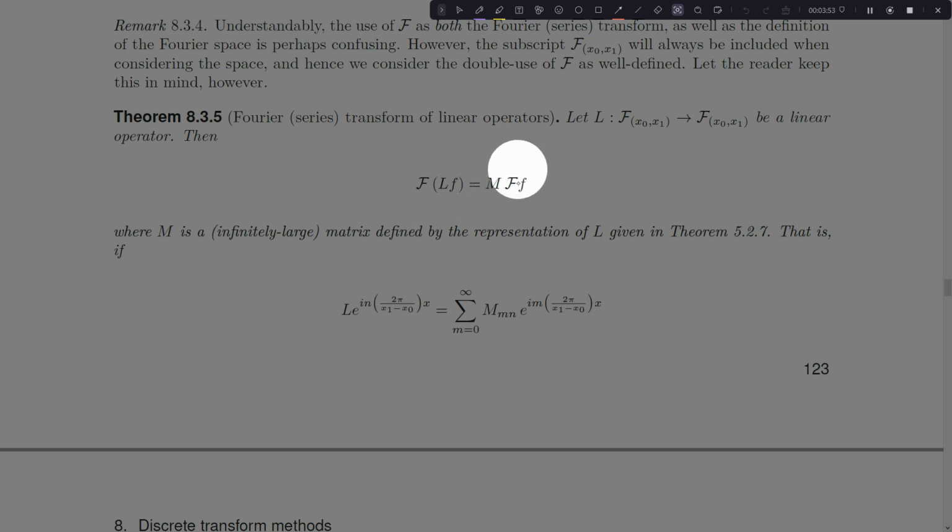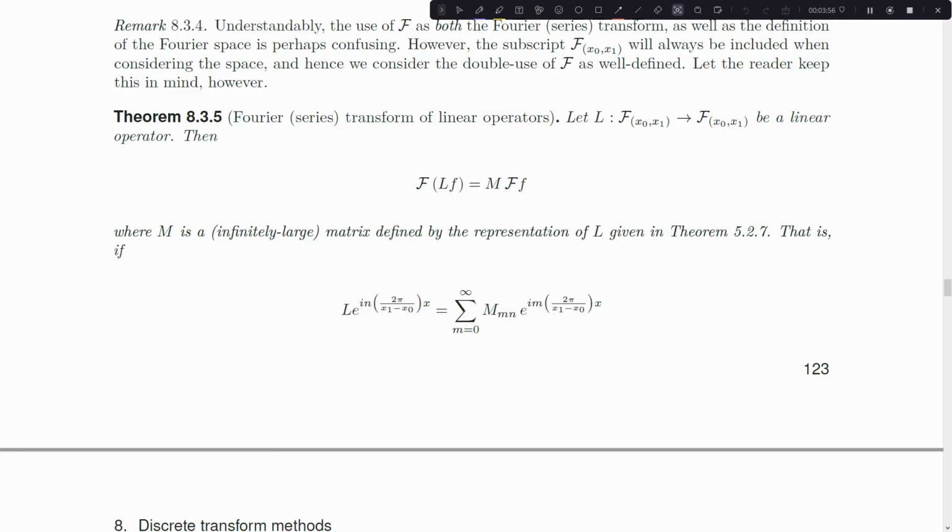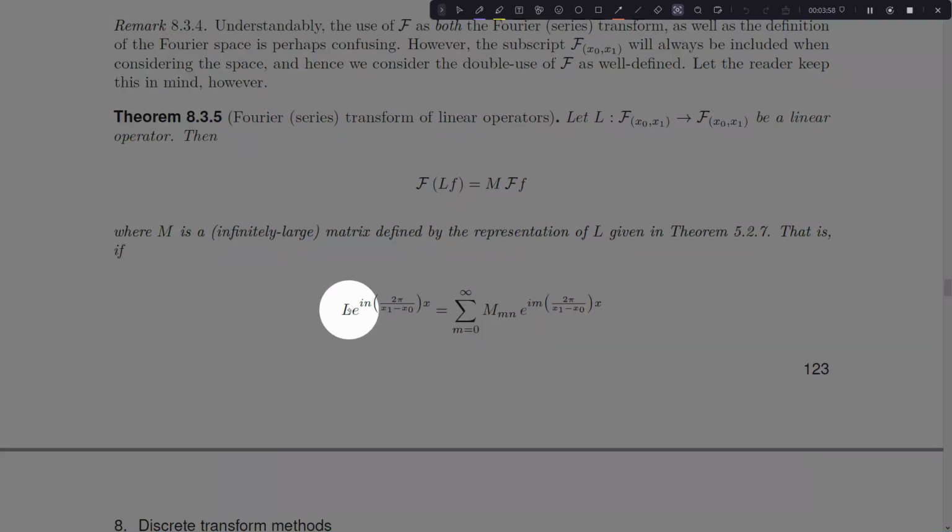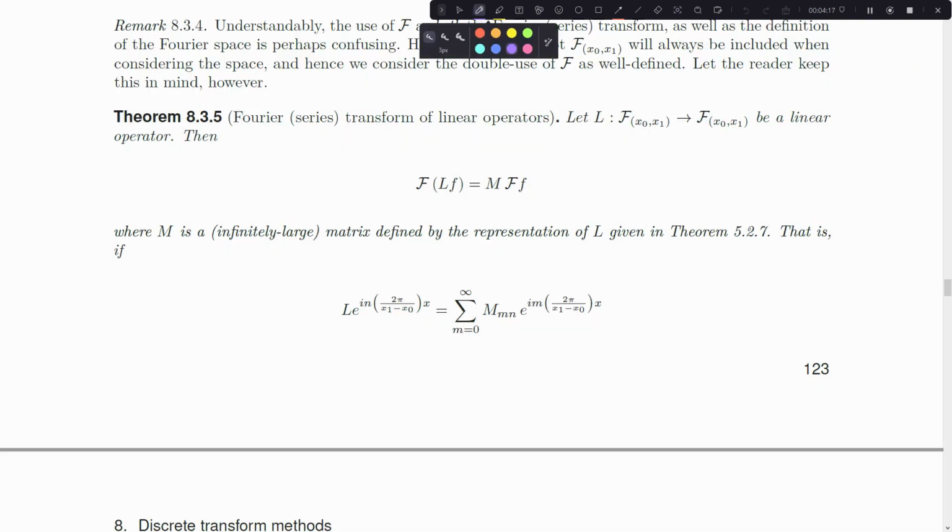So I have an infinitely large matrix on the Fourier vector, and I can compute these just by, I have an n on the left-hand side and an n on the right-hand side. So I compute the interaction of L on that specific basis element of the Fourier series, and then I re-represent that. I guess the lower subscript should be minus infinity here, right? I re-represent that as the Fourier series.